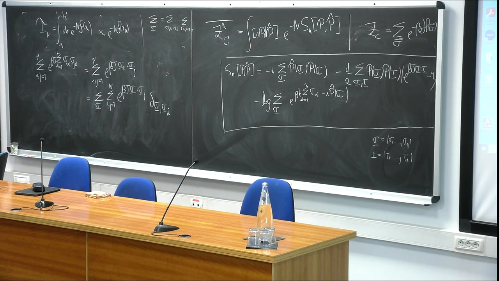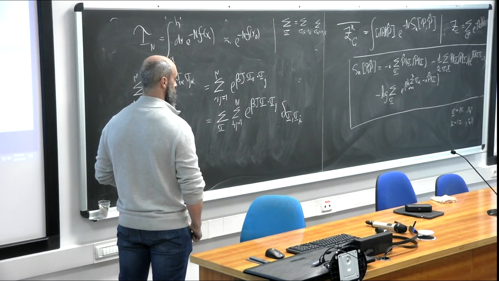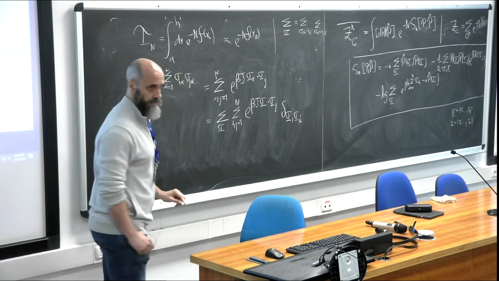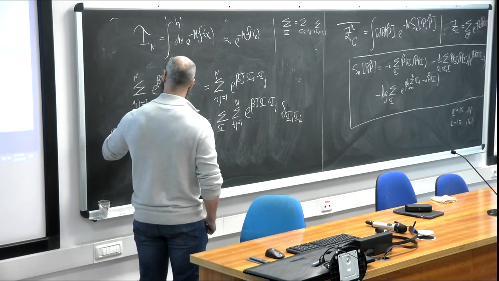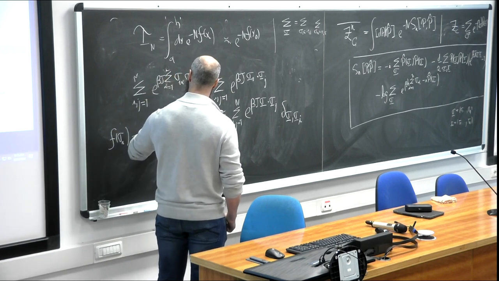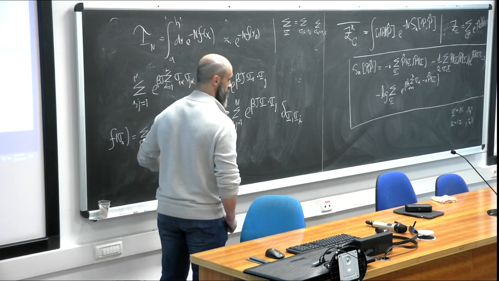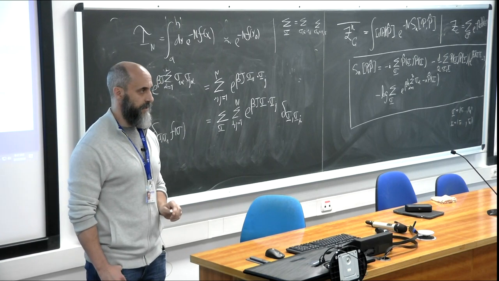So what I have done is the following. If I have a function that depends on sigma i, this is equal to the sum over sigma of the Kronecker delta of sigma, sigma i, times f of sigma. Yeah? Are you following this?